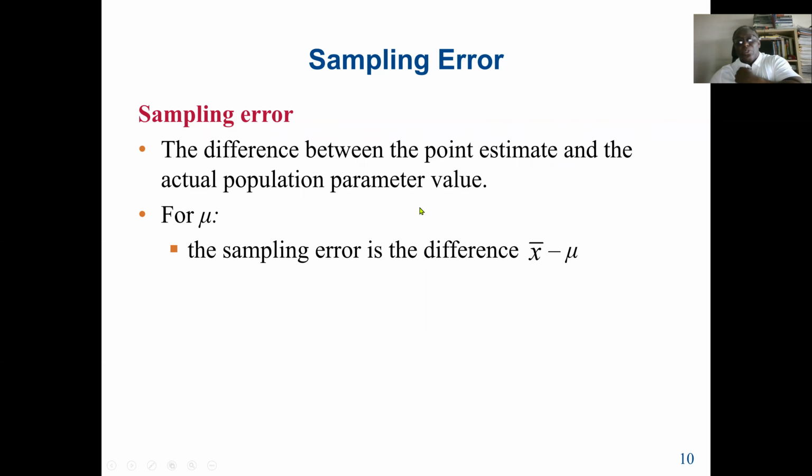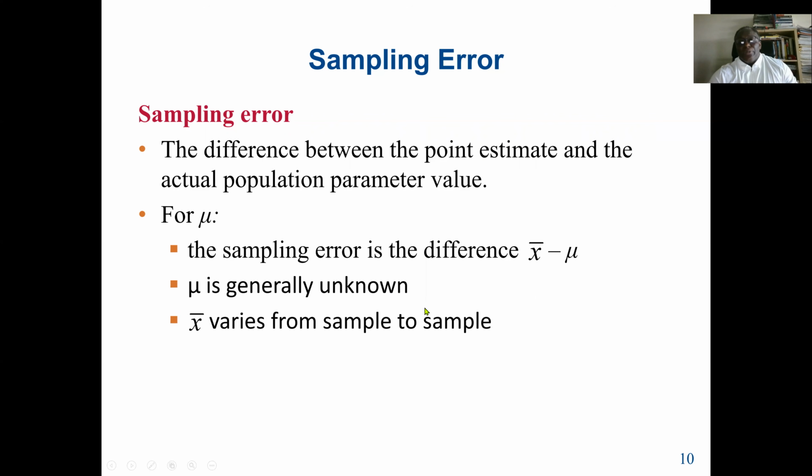So for mu, the sampling error is the difference of what? The x bar and the mu. Mu again is generally unknown. X bar may vary from sample to sample. If I have a population of 1,000 and I take a sample of 10, next time I take a different sample of 10, most likely their sample mean values will be different.